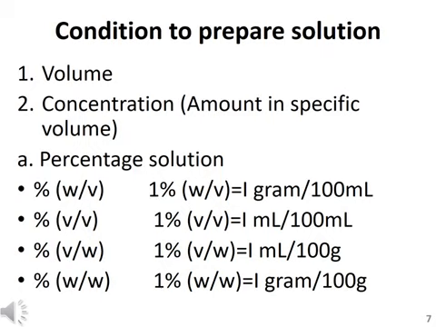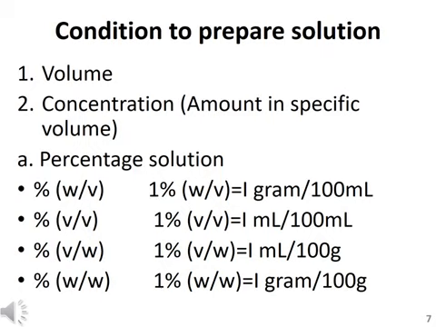So the third category is 1% volume by weight. In this category the solute is in a liquid, and your solvent will also be a liquid. So both are liquid, but the resultant quantity should be in grams, because when you are going to prepare 1% volume by weight, then you will take 1 ml of the solute, and then you will make the volume up to 100 grams. In this way you will be able to get a 1% volume by weight solution.